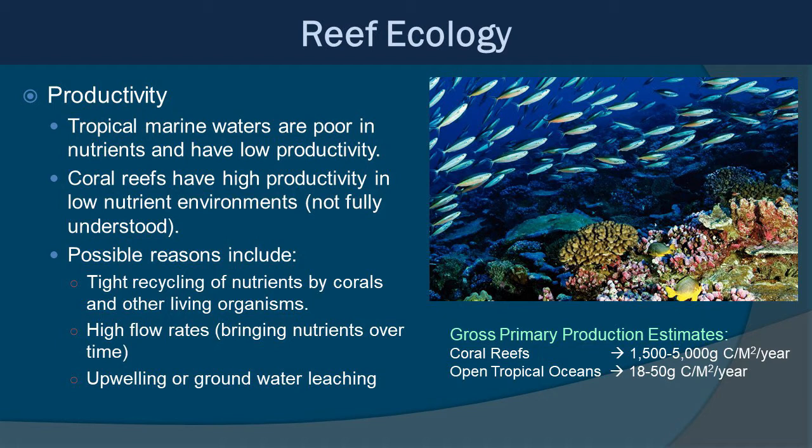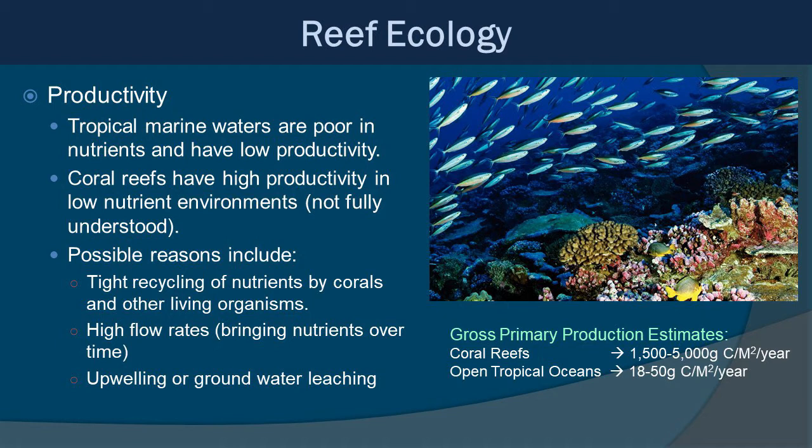We also think that there are very high flow rates, bringing nutrients over time into the system. And upwelling and groundwater leaching can also be a part of this. We've been tracking this here in Palm Beach County as well, because we do see nutrients coming off of our land through aquifers and essentially seeping out of the seabed. Now, this can sometimes be a negative thing for us, of course, when we have too many nutrients due to wastewater and whatnot that happens on land with development. But from a natural perspective, there might be a little bit of that as well.